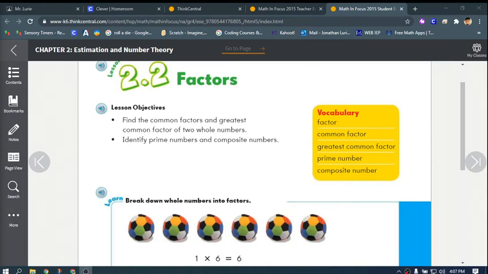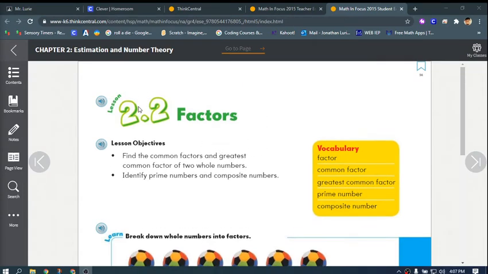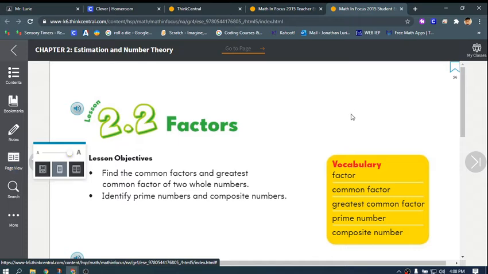It is my distinct pleasure to present to you lesson 2.2, factors. Wait, we're not on 2.2. Well, we are now. Lesson 2.2, factors.